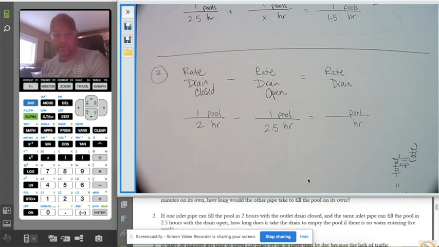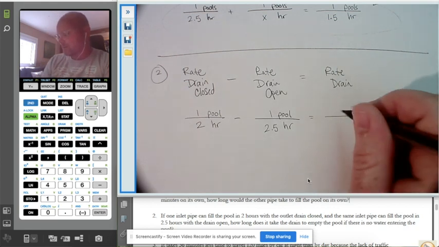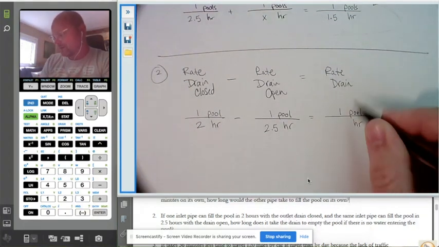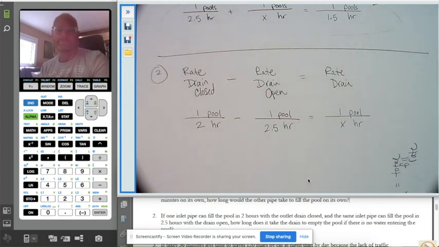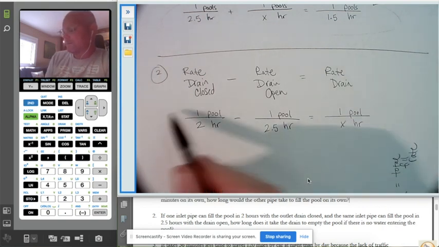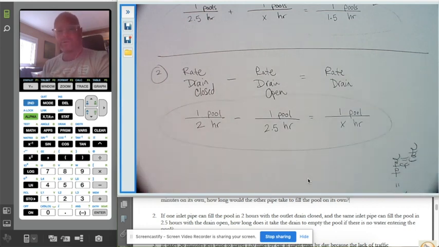And we want to know how long it takes to drain the pool to empty if there's no water entering the pool. So basically, 1 pool can get drained in how many hours? And that is one way to set up your rational expression. Get a common denominator, cancel it all out, see what you get for x.